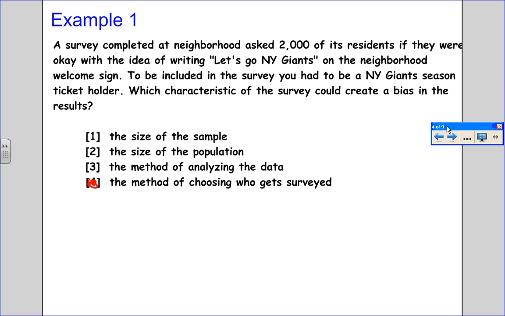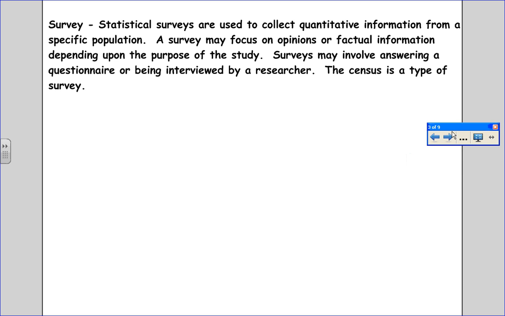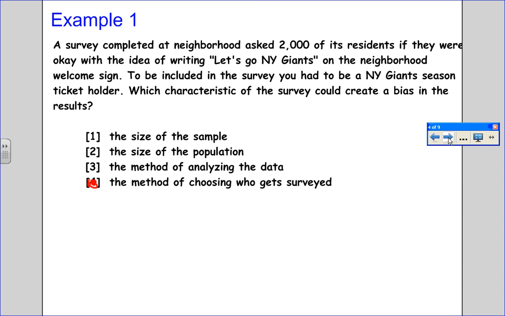Okay, so to summarize, a survey is just a way to collect information from a specific population. And the more randomization in the survey, the better. And the bigger the sample that gets interviewed, the better.